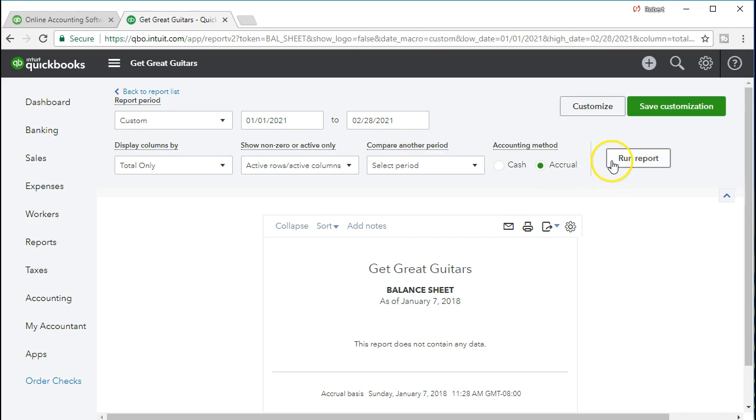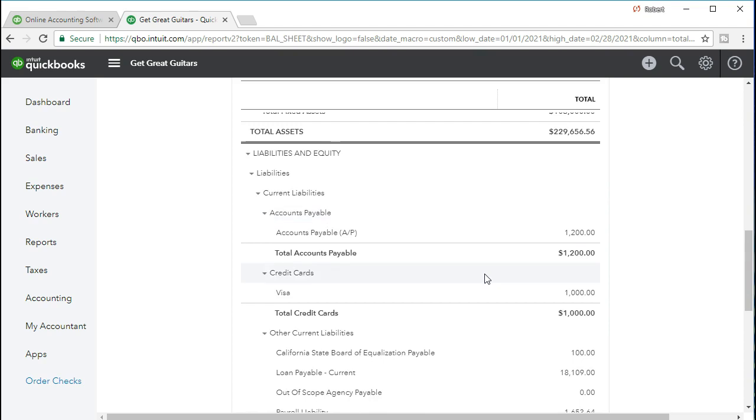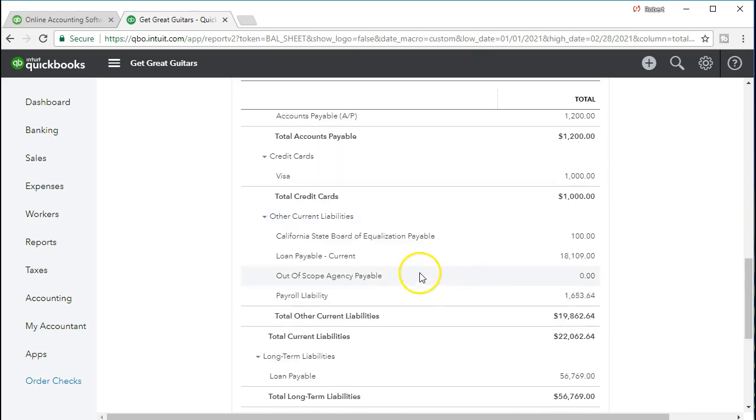Run that report. Then we're going to scroll down. We're looking at the liabilities section down here. Here's the current portion. Here's the long-term portion. Note we have two loans in our case grouped together, but we still have to break them out between short-term and long-term, and we're going to have to back that up in some way.